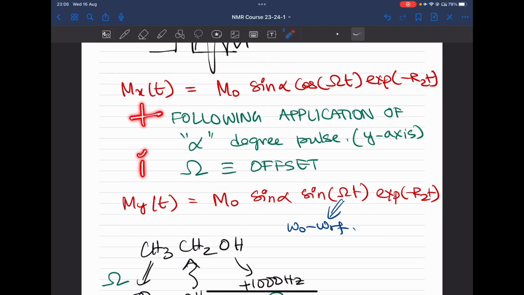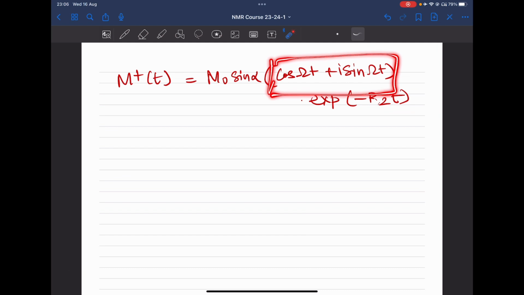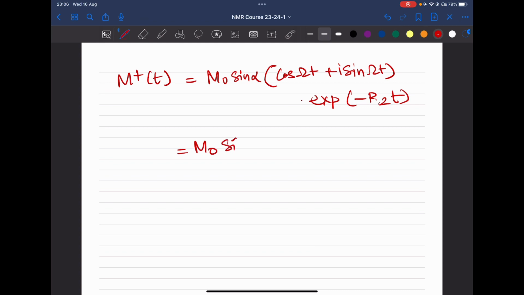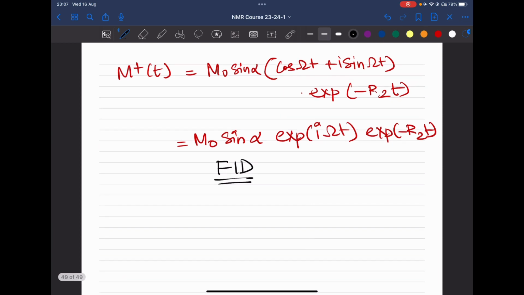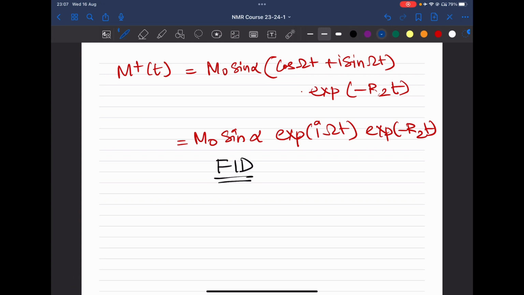Therefore, if you end up adding Mx plus i My, you have the i part here, which will make it cos omega t plus i sine omega t. With that being the case, this can now be condensed into M naught sine alpha exp i omega t exp minus R2 t. This functional form of the free induction decay is very important to understand how an NMR signal starts to come up. The important aspect of this is that this is the strength of bulk magnetization.